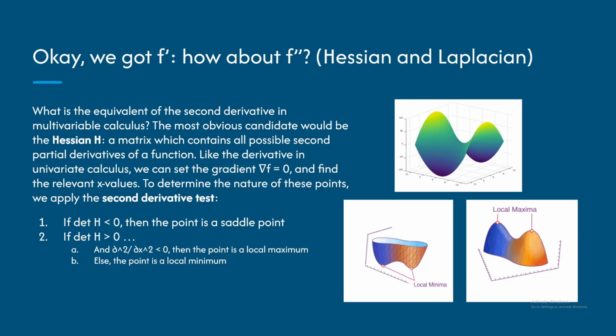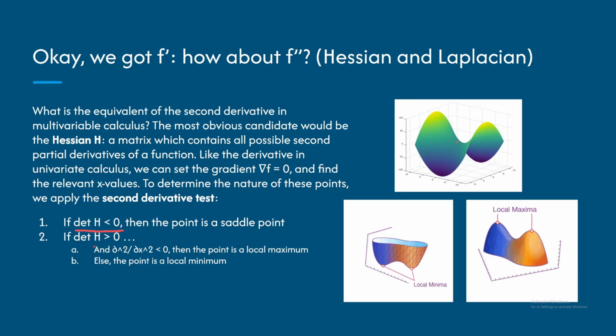If we find the determinant of the Hessian matrix and look at its properties, we can start looking at the test. If the determinant of the Hessian is less than 0, then the point is a saddle point. A saddle point means it's increasing in one direction and decreasing in the other, if you remember this from the previous video.